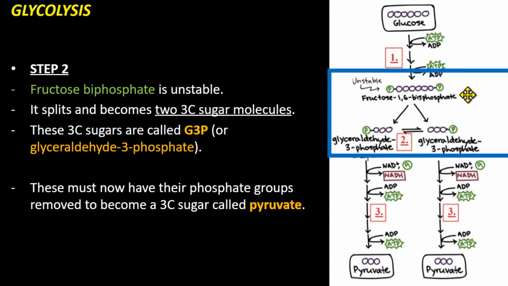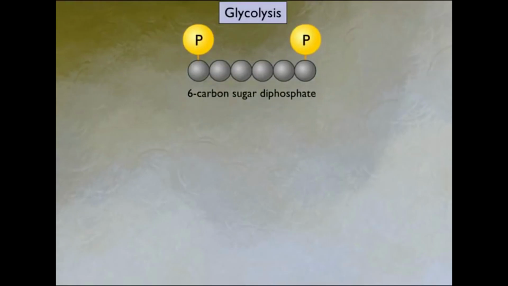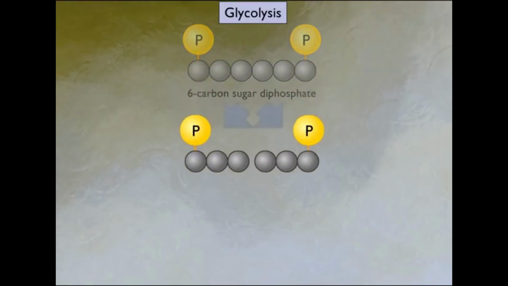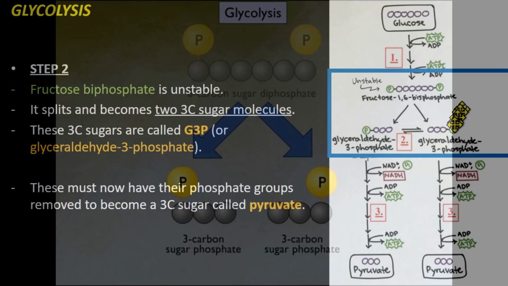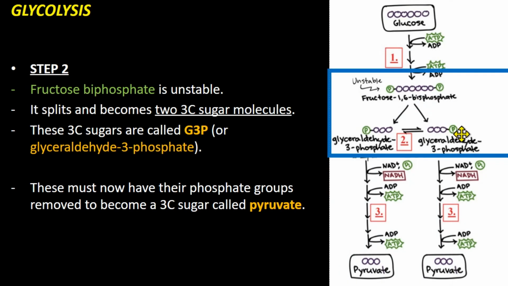Step 2. This fructose biphosphate that was formed is unstable. So what happens here is that it splits and becomes two 3-carbon sugar molecules. This is called G3P or glyceraldehyde 3-phosphate. Sounds familiar? These must now have their phosphate groups removed to become a 3-carbon sugar called pyruvate. Pyruvate molecules are what these glucose molecules have to break down into in the end. Pyruvate is our end goal.